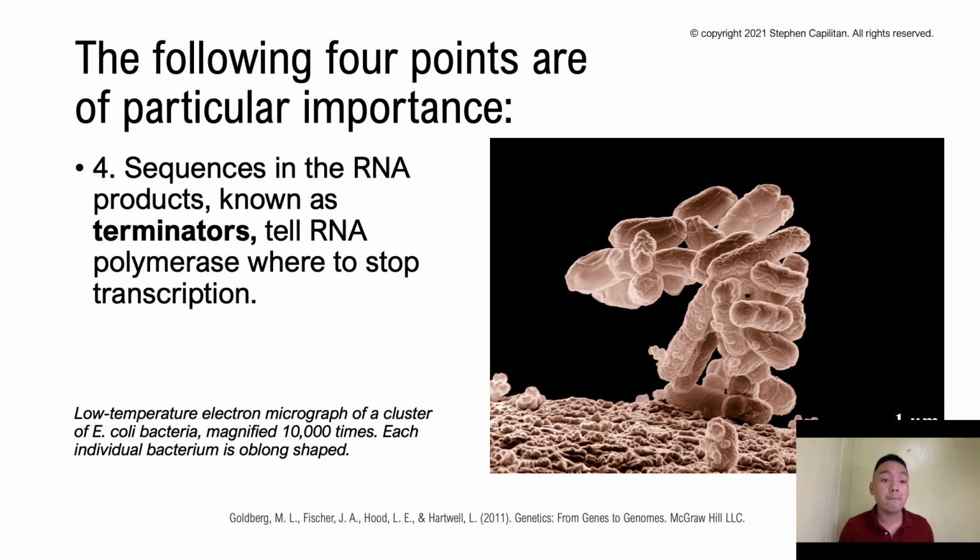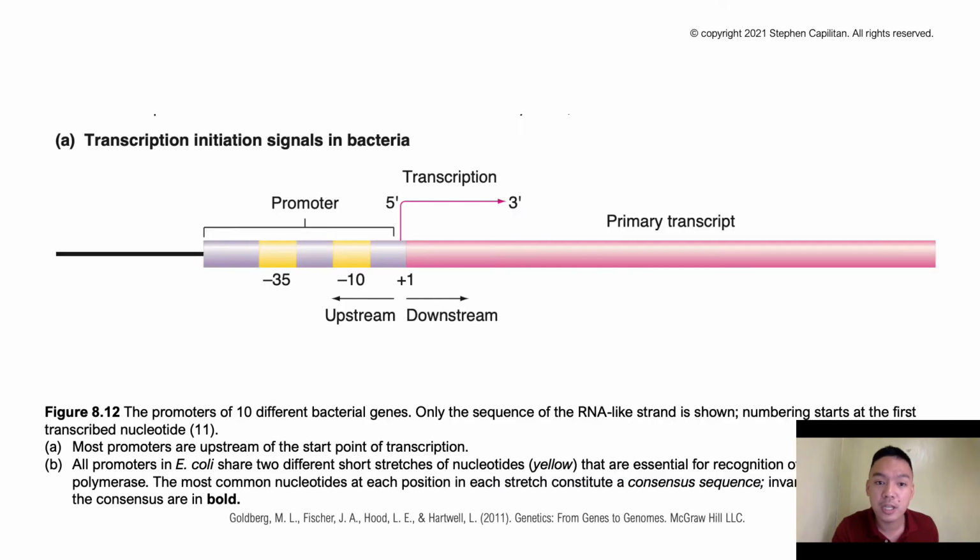And fourth, sequences in the RNA products known as terminators will tell your RNA polymerase where to stop the transcription. So you'll see here a low temperature electron micrograph of a cluster of Escherichia coli bacteria magnified 10,000 times, and each individual bacterium is oblong shaped.